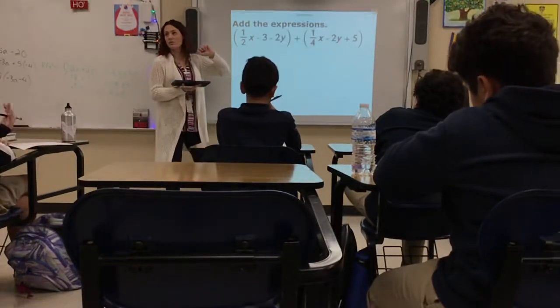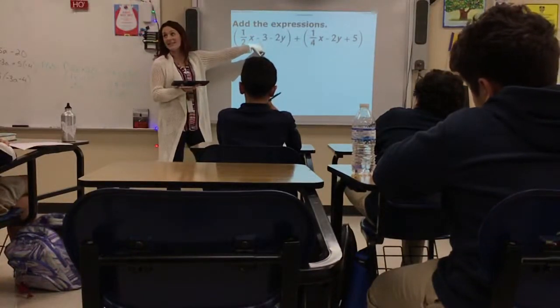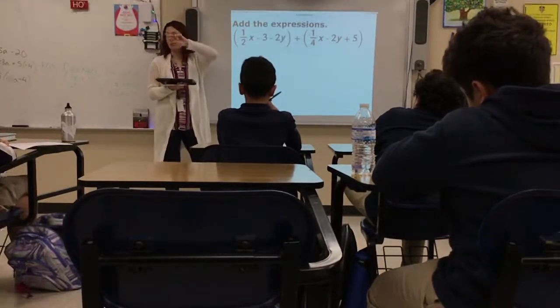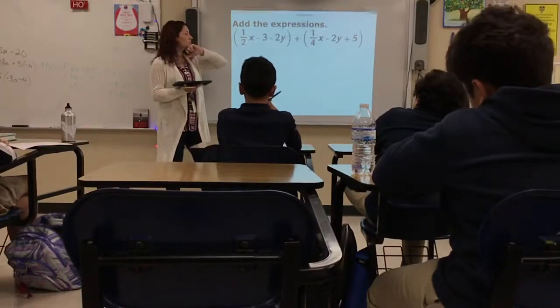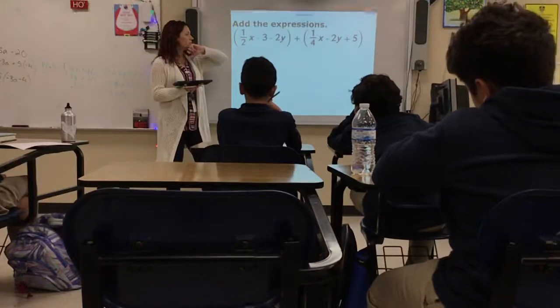So that would be 8. Except this is negative 3, because there's a negative 3. We'll do that in a second, but yes, those two numbers go together. And then negative 2y plus another negative 2y.